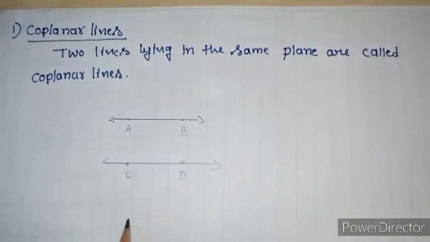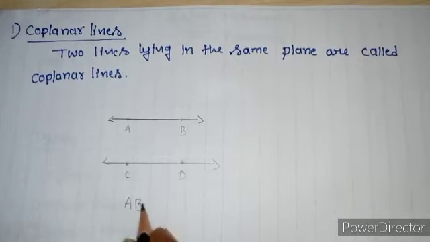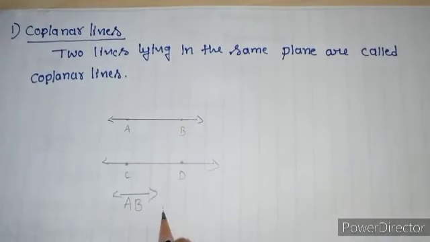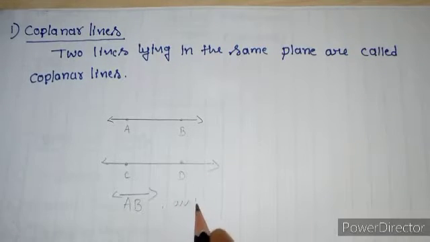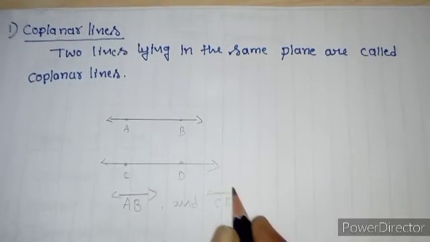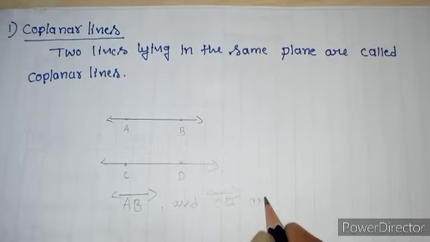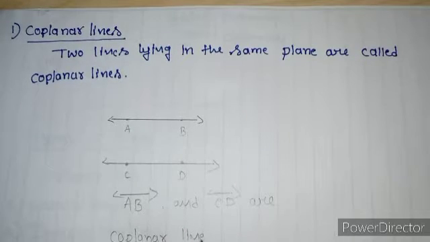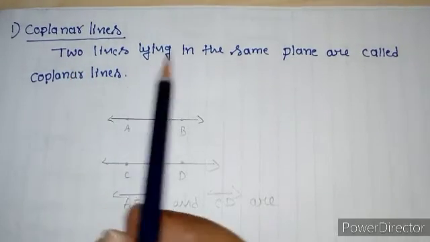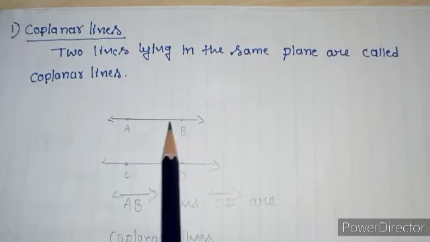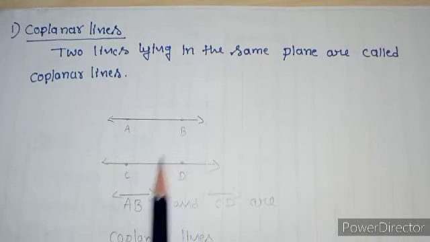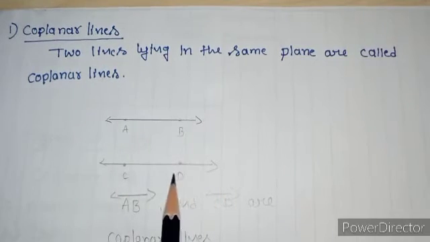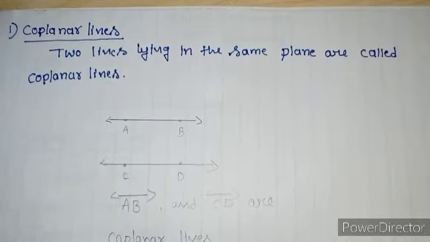So AB and CD are coplanar lines. Here AB and CD are 2 lines lying in the same plane, so AB and CD are coplanar lines.